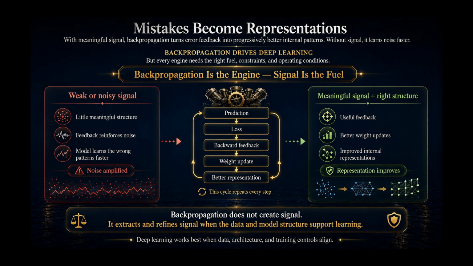Backpropagation is the engine of deep learning. But like any engine, it needs the right fuel, the right constraints, and the right operating conditions. Without meaningful signal in the data, backpropagation only learns noise faster. With the right structure, it turns mistakes into progressively better representations.